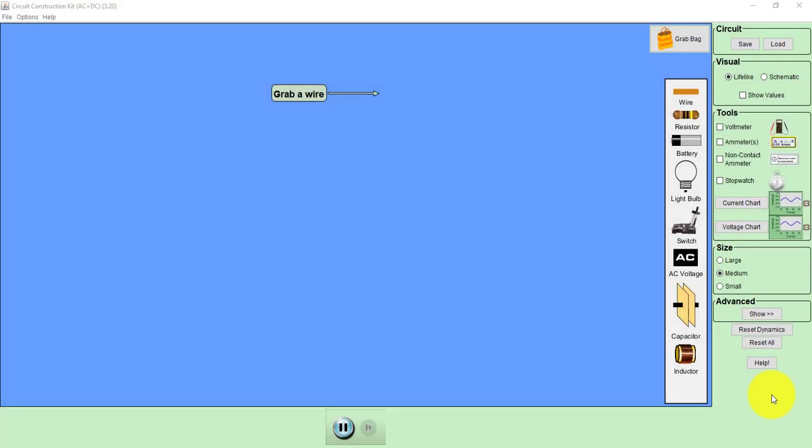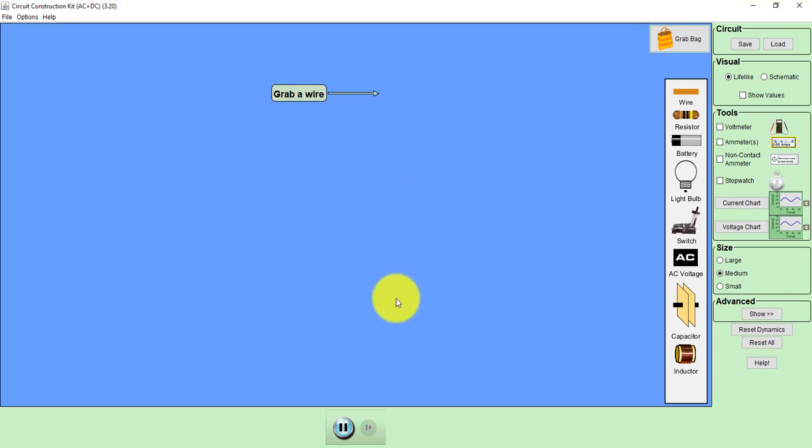Hello everyone. In this session, we will study how to form a circuit in a tool known as PhET Simulation. So here we are using the PhET Simulation tool, which is Circuit Construction Kit AC plus DC. As we can see on the right hand side, there are various components. This is the part where we have to track a particular component and form the circuit.